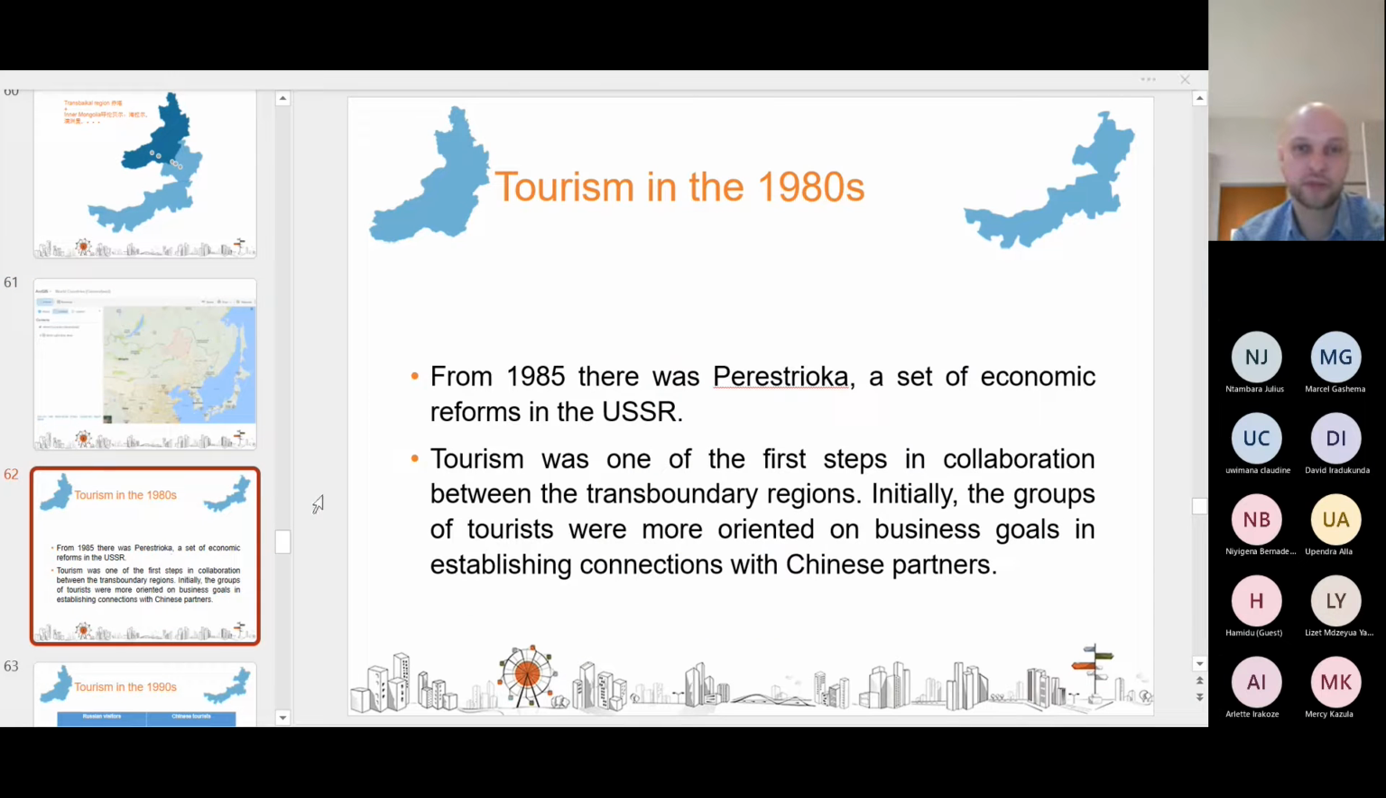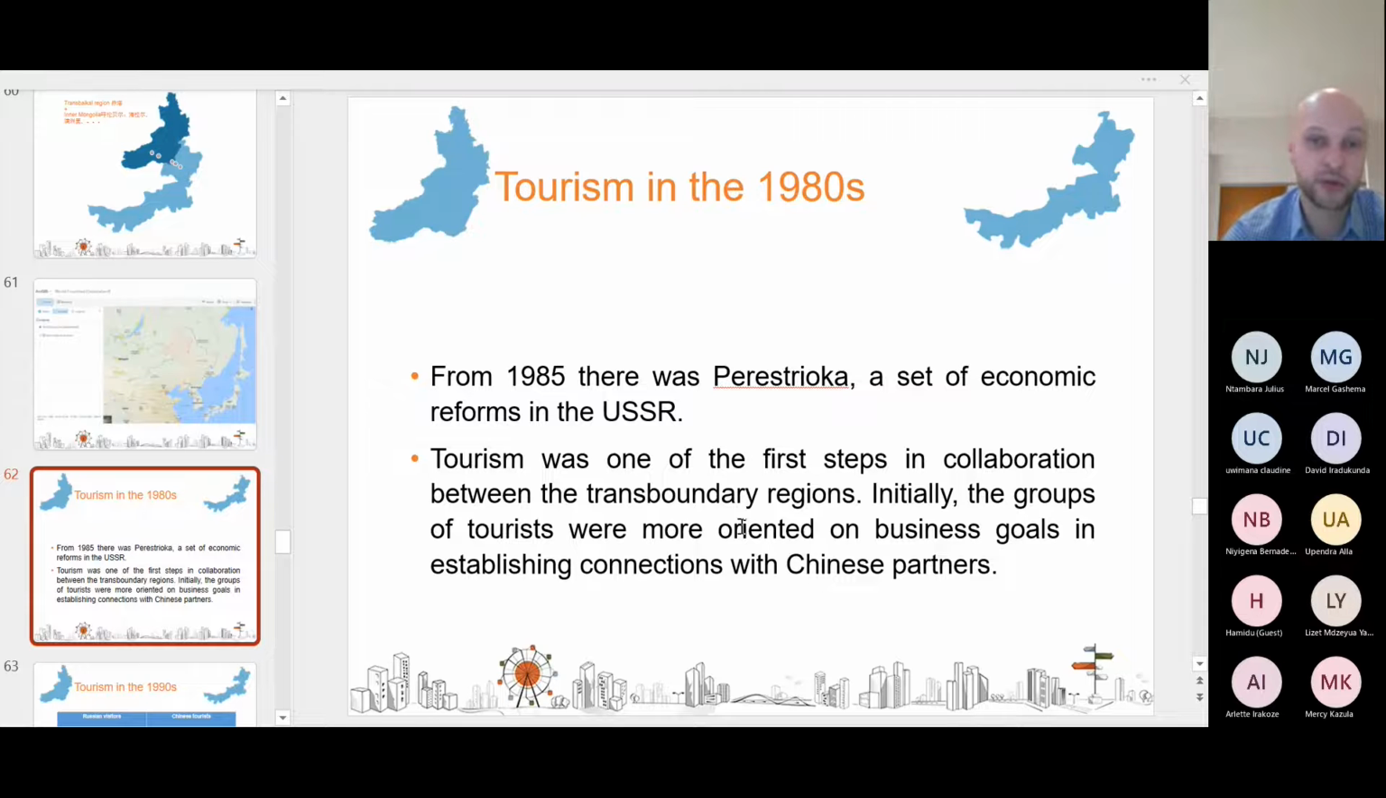Let's proceed to the tourism from 80s. I think it's necessary to mention the history background of that time. From 1985, there was a perestroika, a set of economic reforms in the USSR. The private business became legal only in that period of time. Tourism was one of the first steps in collaboration between the transboundary regions. So initially the groups of tourists were more oriented on business goals in establishing connections with Chinese partners.